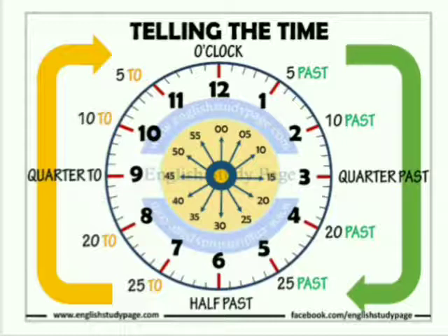Similarly, 5 threes are 15, 5 fours are 20, 5 fives are 25, 5 sixes are 30, 5 sevens are 35, 5 eights are 40, 5 nines are 45, 5 tens are 50, 5 elevens are 55, and finally, when the minute hand comes on number 12, 60 minutes are over. So, 1 hour is equal to 60 minutes.